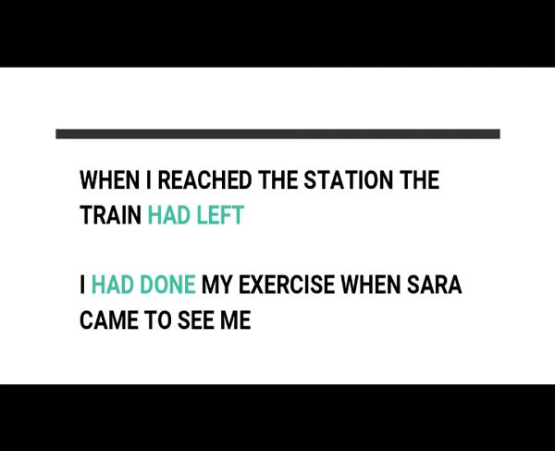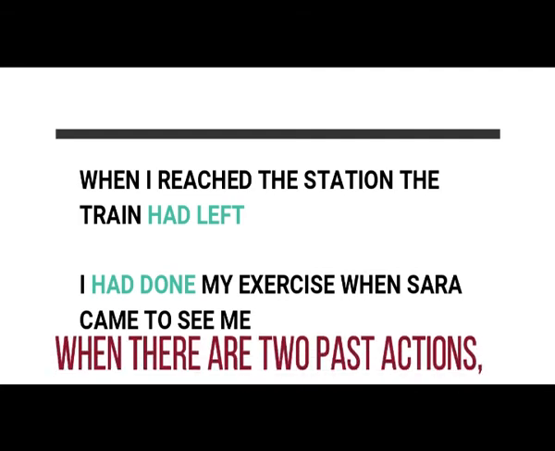So when there are two past actions, the first past action will be in past perfect tense. Then what is the structure of past perfect tense?